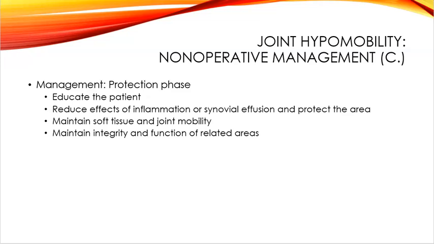You want to maintain soft tissue and joint mobility, such as passive to active assisted range of motion within limits of pain, including flexion, extension, and forearm pronation and supination. Multiple angle submaximal isometrics for elbow flexors, extensors, pronators, supinators, and wrist flexors and extensors, and pain-free motions or positions is very important. You want to maintain integrity and function of related areas such as the shoulder, wrist, and hand range of motion. Activities should be encouraged within the tolerance of the individual.